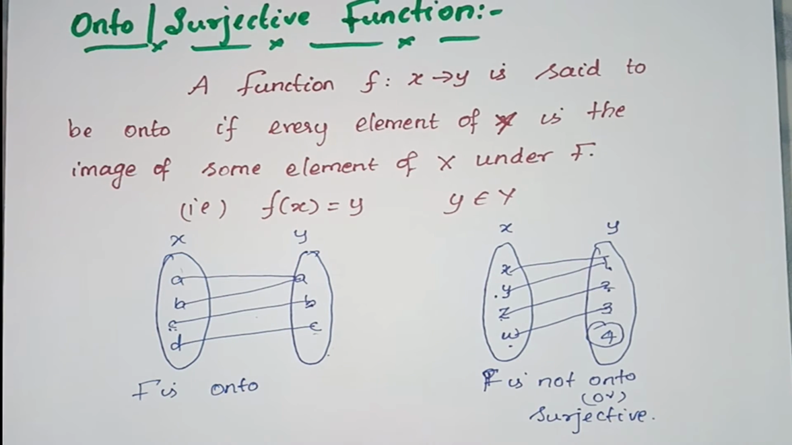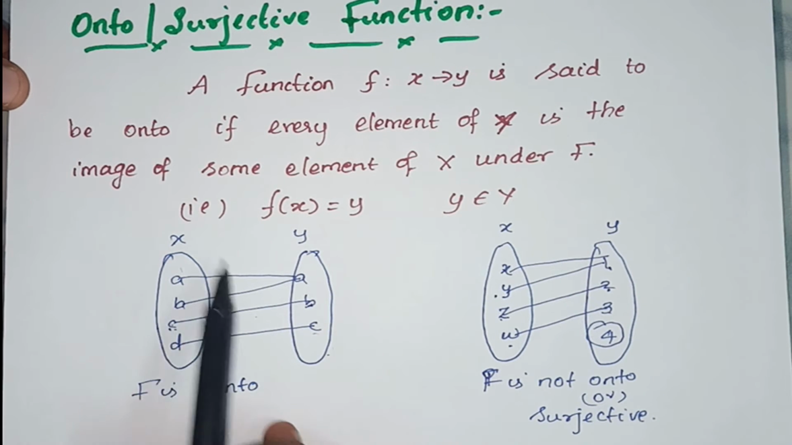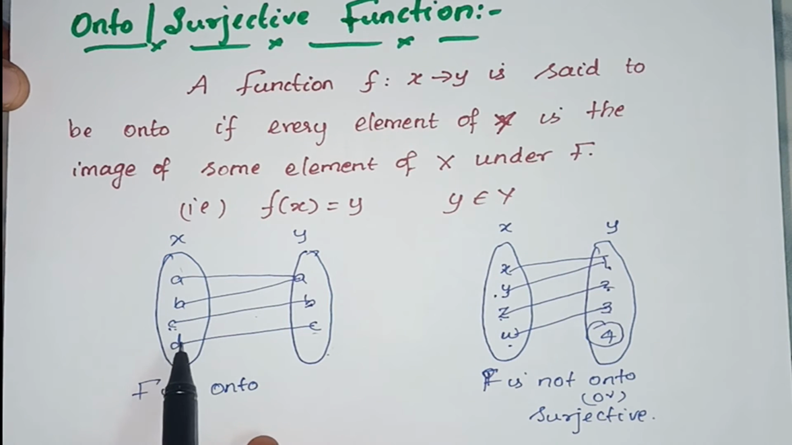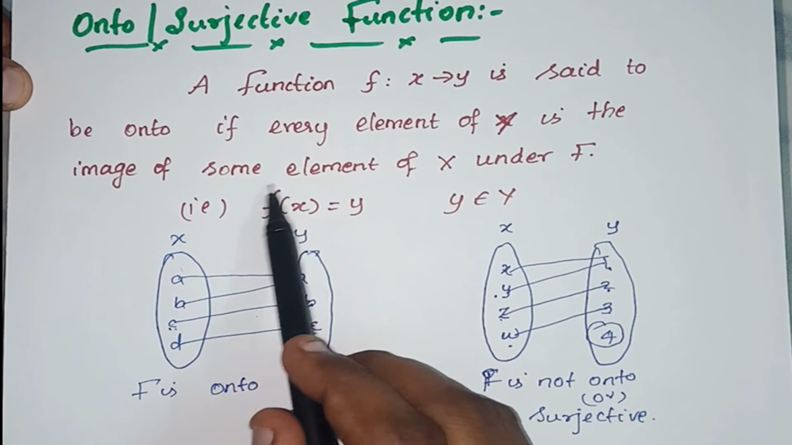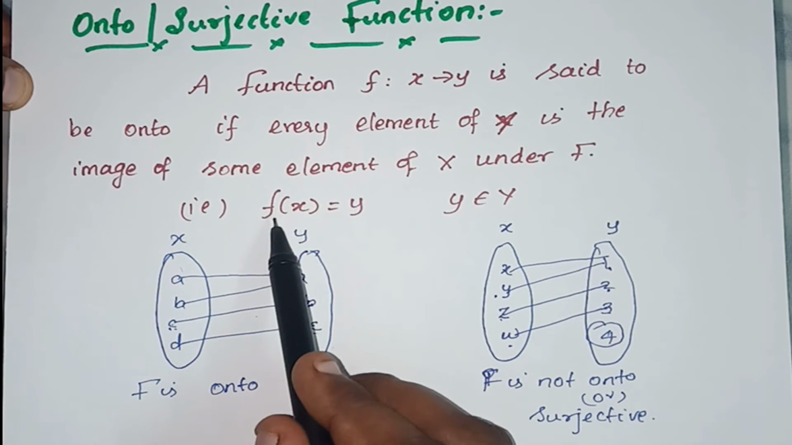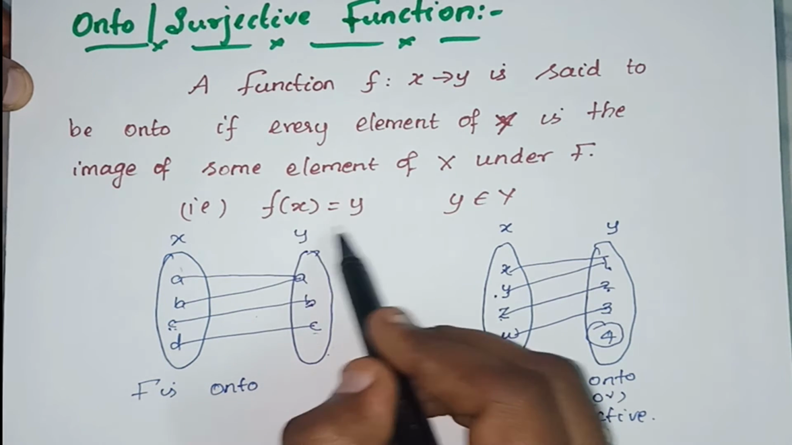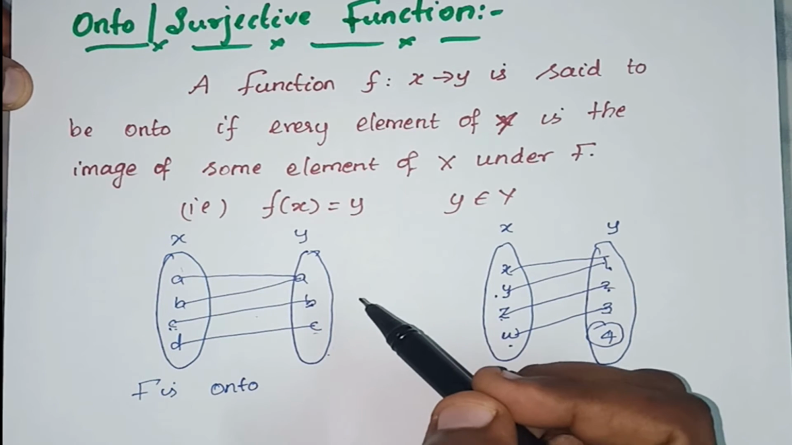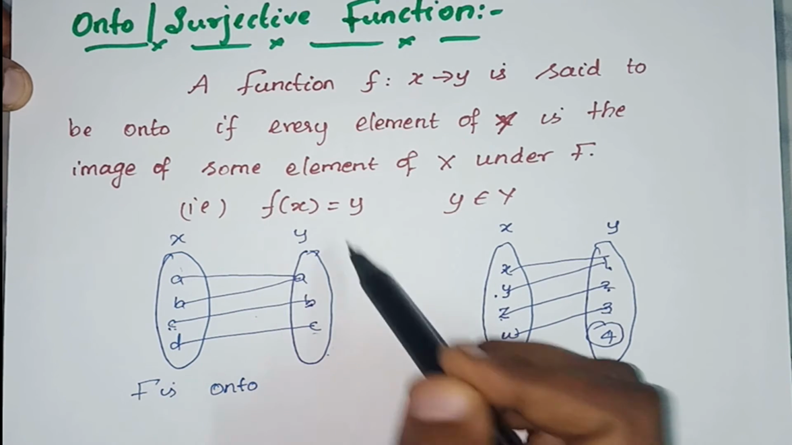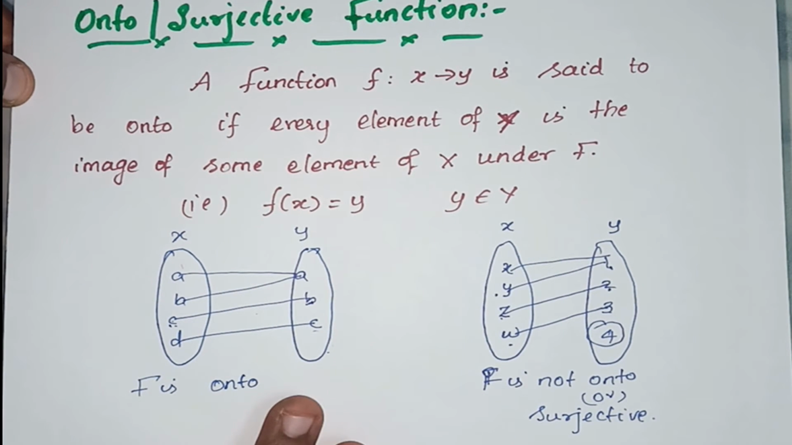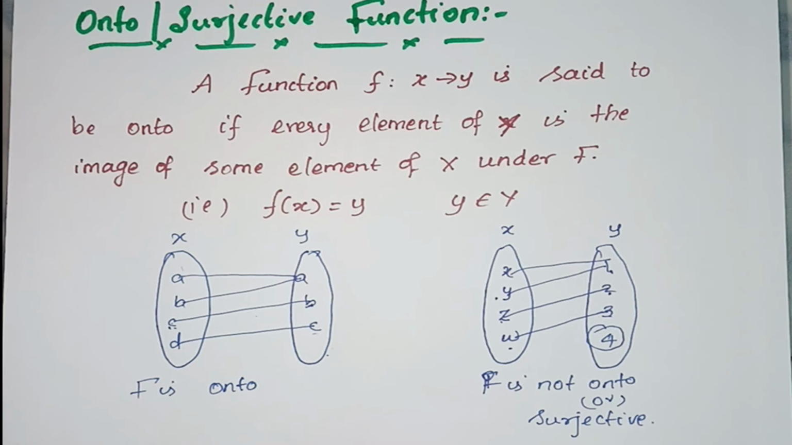So onto function is simple. Every element of Y is the image of some element in X. So this function is called onto function. It is represented by the mathematical expression f of x equal to y. So we need to prove f of x equal to y for an onto function. This y belongs to this Y. Okay. So we studied the concepts behind the types of function.